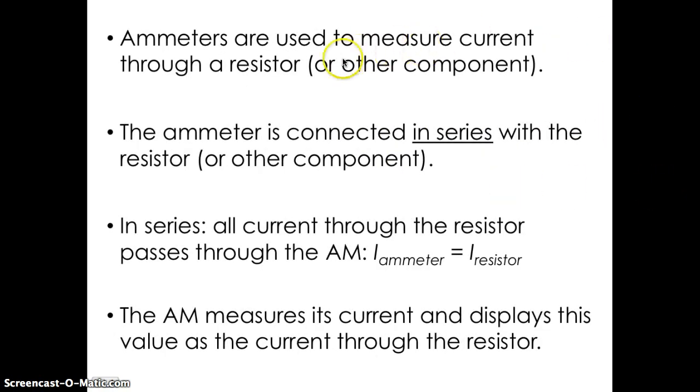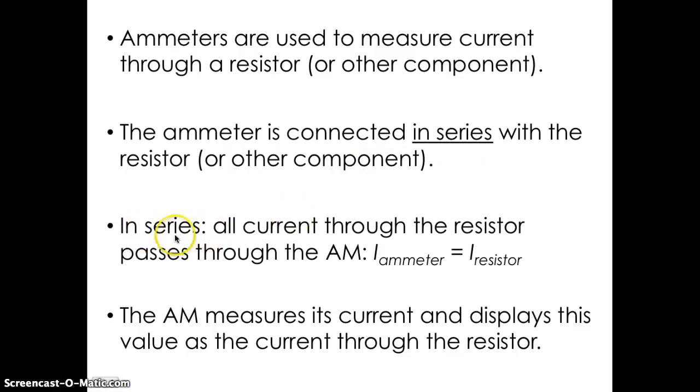So we use ammeters to measure current, right, through a resistor or any other component. And the way it works is we connect an ammeter in series with the resistor or component whose current we want to measure. So if you want to know what's the current through the third resistor of this circuit, you just connect that ammeter in series with R3 and you read the value.